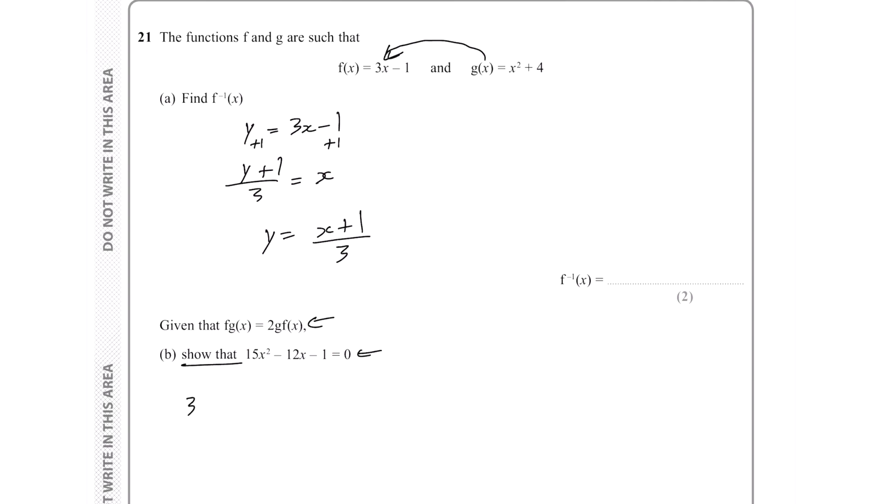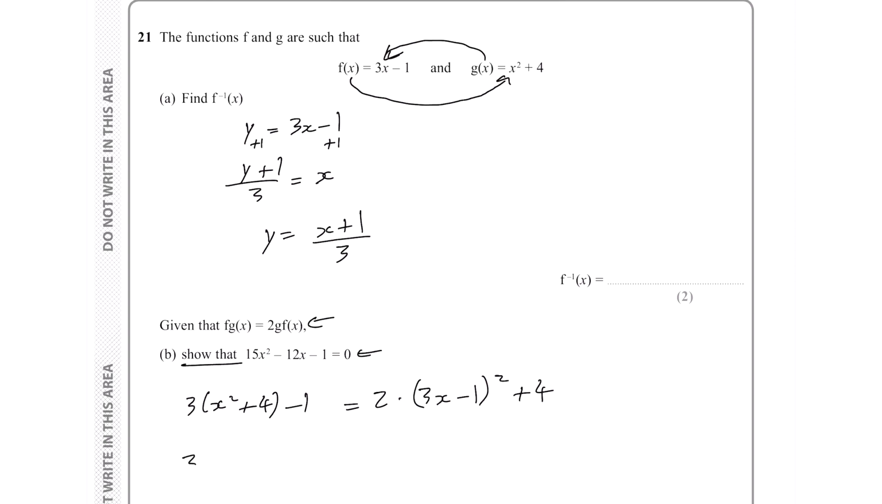And into that x, we're going to sub in the g of x, which is going to be x squared plus 4 minus 1. And then for the second part, it says 2 times g f of x. So now we're going to substitute f of x into g. So that's going to become x squared, which now becomes 3x minus 1 squared plus 4. So that's the trickiest part of this question, really.